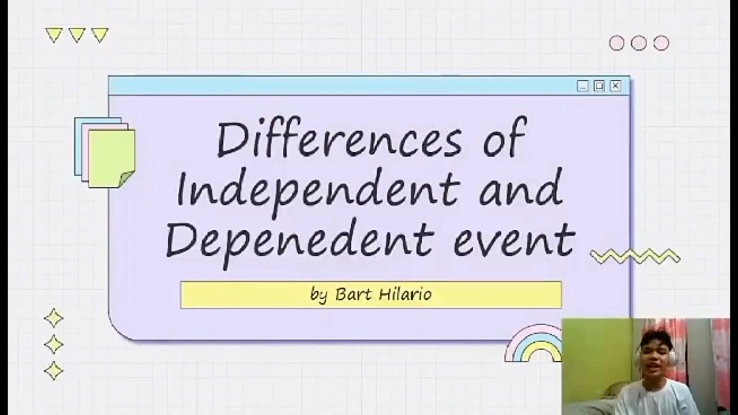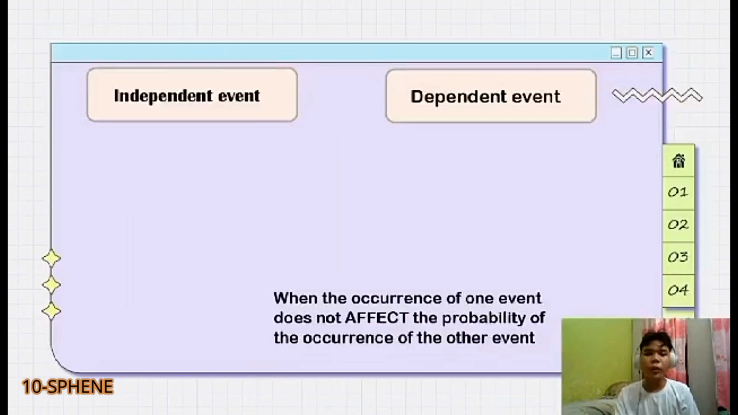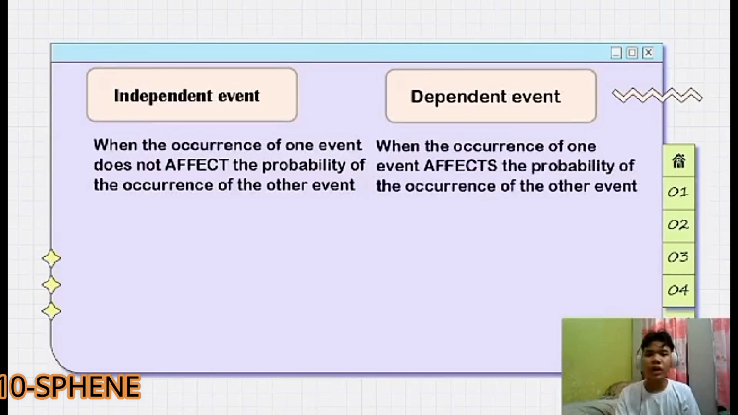Occurrences of independent and dependent event. When the occurrence of one event does not affect the probability of the occurrence of the other event, this is independent event. When the occurrence of one event affects the probability of the occurrence of the other event, this is dependent event.